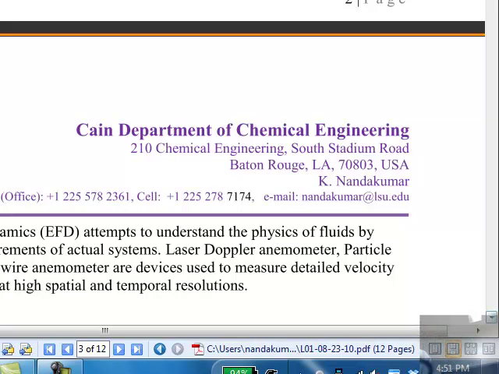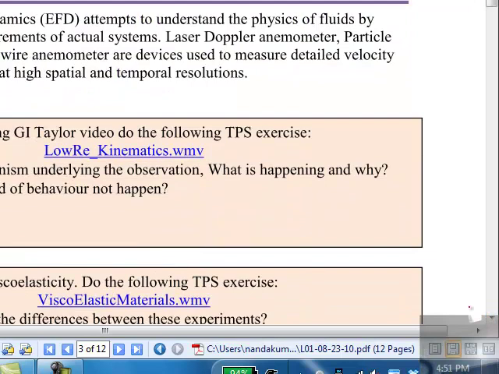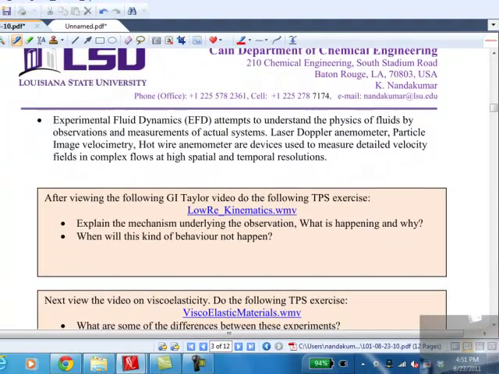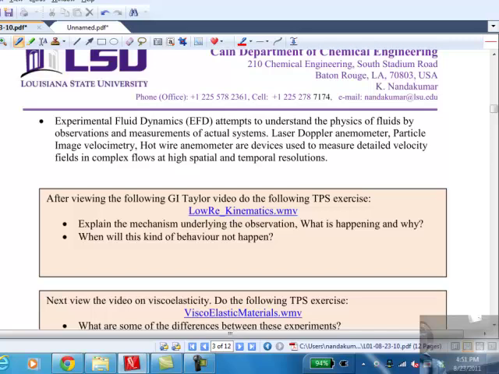Now, experimental fluid dynamics basically attempts to measure things. It is still mechanics of flows, but we try to measure what the velocity is, what the forces in the fluid are. And there are a lot of advanced techniques being developed, like the laser Doppler anemometer and hot wire anemometer. We will not go into the detail. There are separate courses on experimental fluid mechanics given in mechanical engineering.